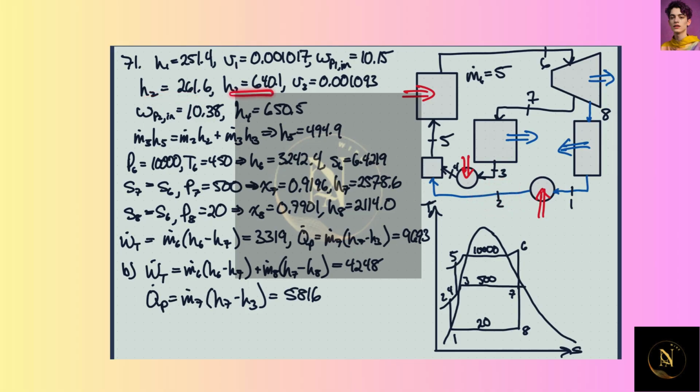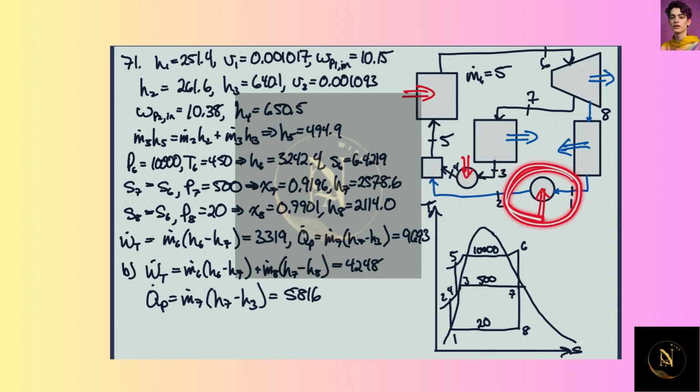At 3, again, we have saturated liquid. So we have the pressure and the saturation, that the quality is 0, so we can get the enthalpy and the specific volume, and then we can find the specific work being put into pump 2. Now, again, it depends on how the mass flow rates will be different.